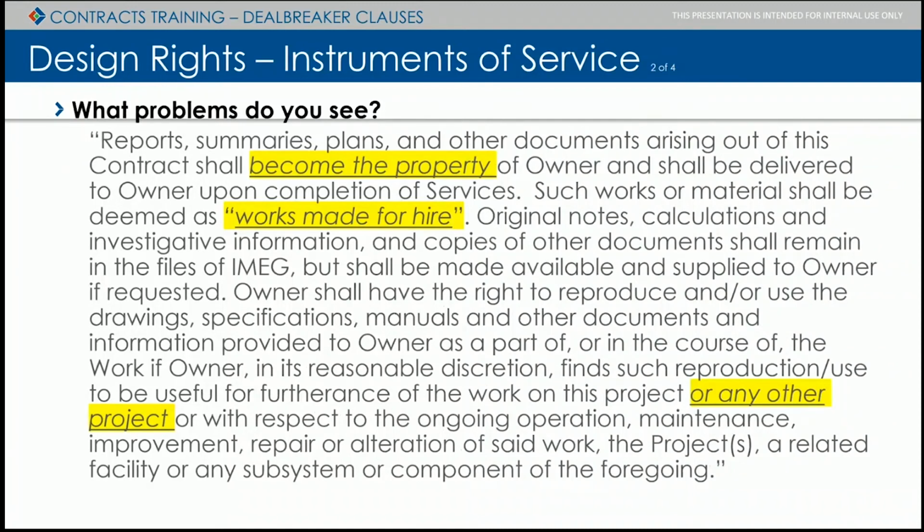How to handle, this highlights kind of works made for hire. When you see that in quotes, there's a very important reason that that's included. That works made for hire is a term used in the patent arena and in patent law.